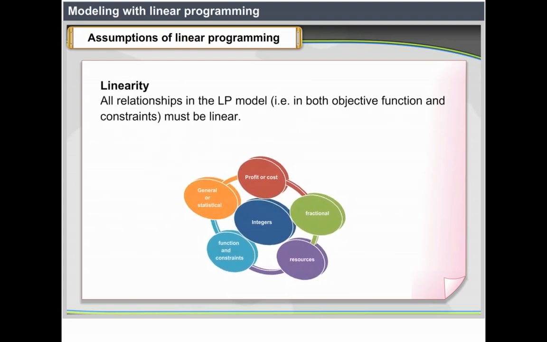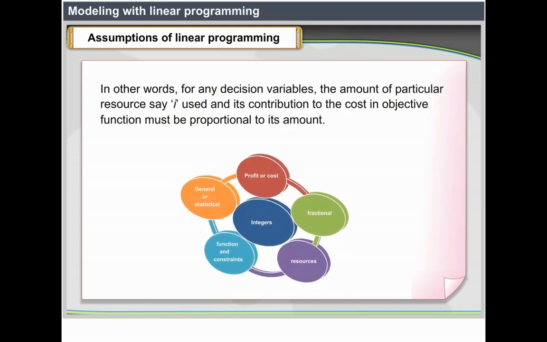Linearity. All relations in the linear programming model, that is, in both objective function and constraints, must be linear. In other words, for any decision variables, the amount of a particular resource, say i, used and its contribution to the cost in the objective function must be proportional to its amount.